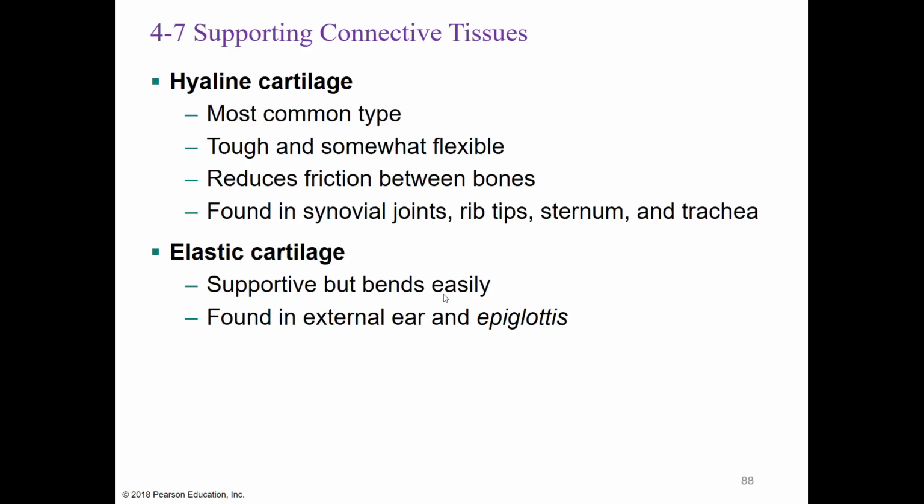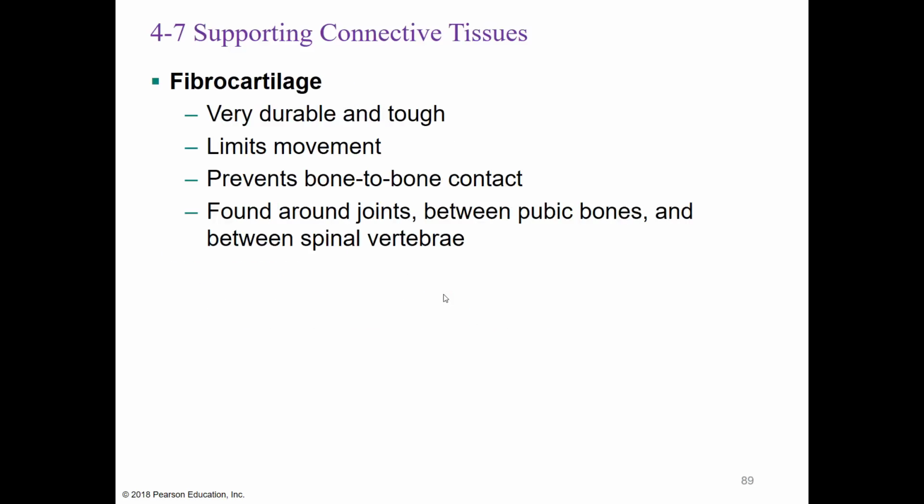Elastic cartilage is supportive, but it bends really well. It's probably the most bendable type of cartilage we have. And this is what's found in the tip of the nose and in the ear. So you can ball your ear up and let it go and it bounces right back. Fibrocartilage is very durable and tough. It limits movement but prevents bone-to-bone contact. And we're going to find this in certain joints between the pubic bones and also between the vertebrae, making up the discs.